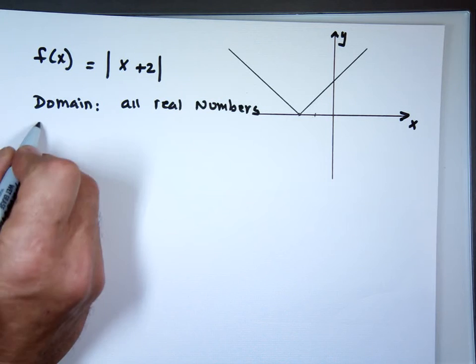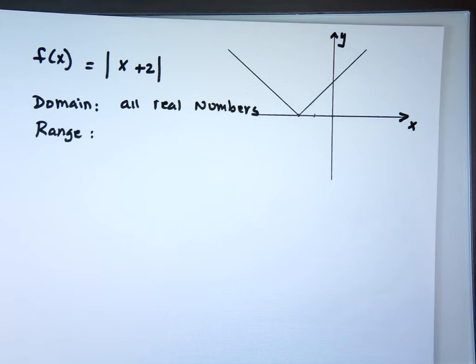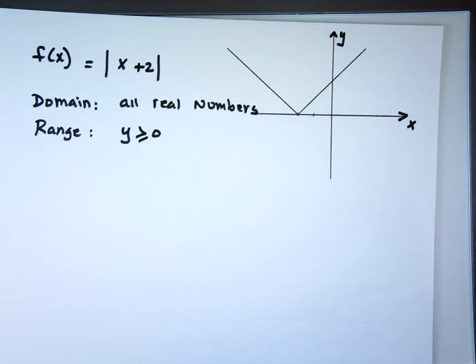Let's look at the range. That's the y value. What is the smallest y value that you have? 0, and it grows. It gets bigger. So the range: y is greater than or equal to 0. Okay, I think you get the idea of range and domain. Let's finish this section. There's a few more topics.